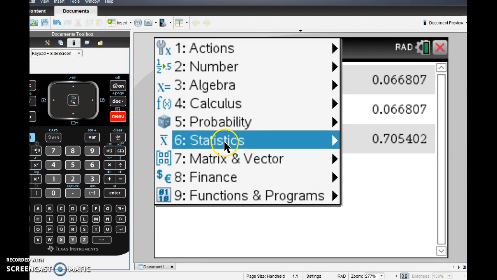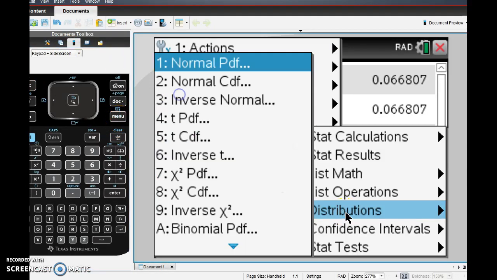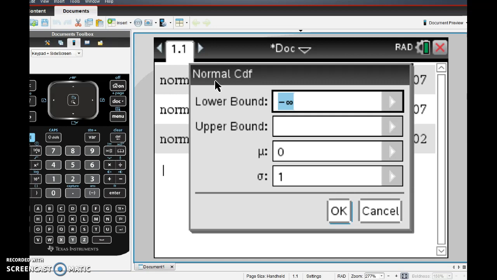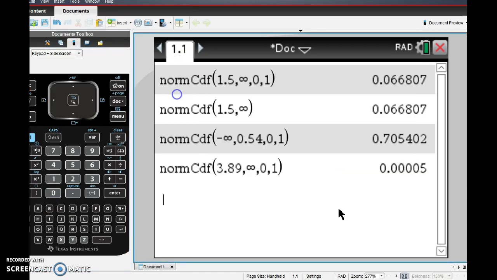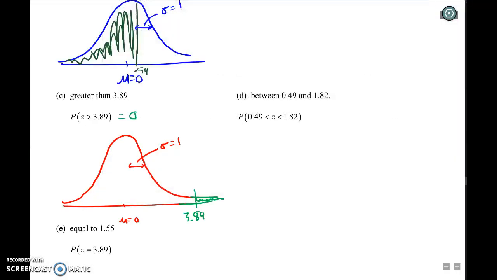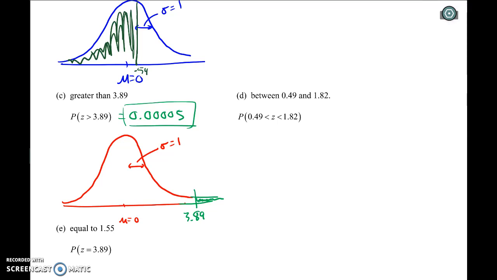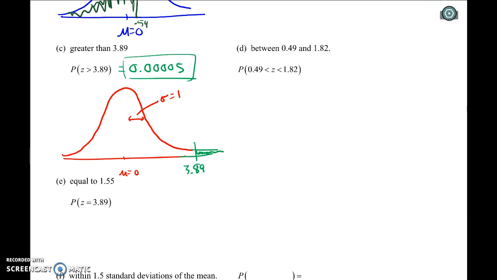Menu, statistics, distributions, normal CDF, 3.89 to infinity. Four zeros and a 5. That is 0.00005. Very, very rare. Yeah, just extremely rare. Between two values, okay, I do the same thing again here.